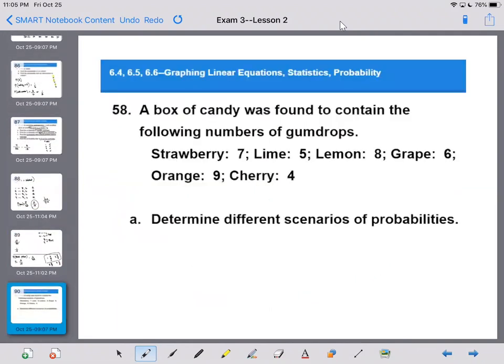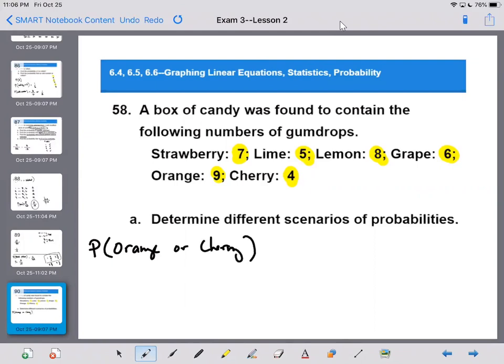And then finally, a situation here where we say we have a box of candy, and we're looking at the number of gumdrops. So we've got strawberry, lime, lemon, grape, orange, and cherry, and notice the number in each of those. And so now we can just kind of look at different probabilities. So what if I said the probability of orange or cherry?